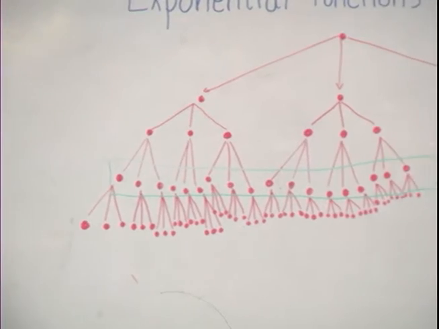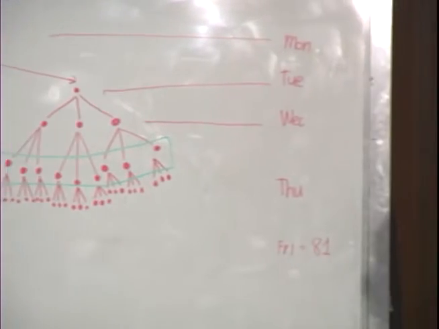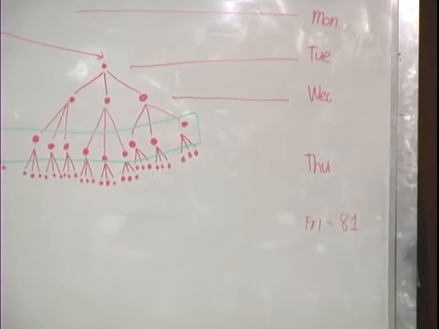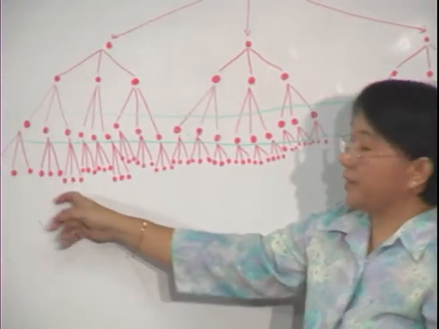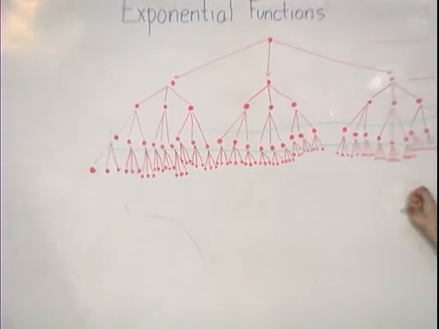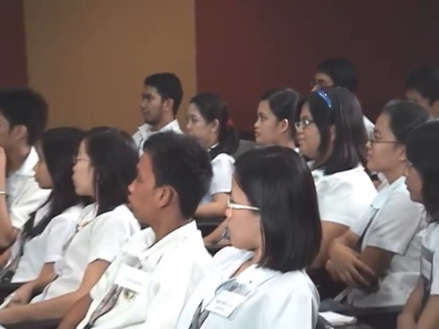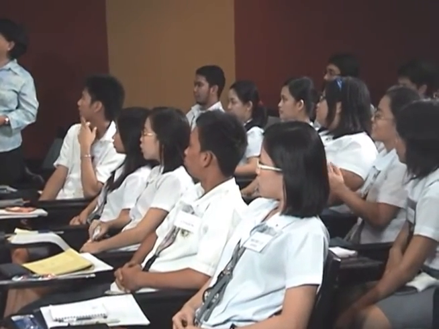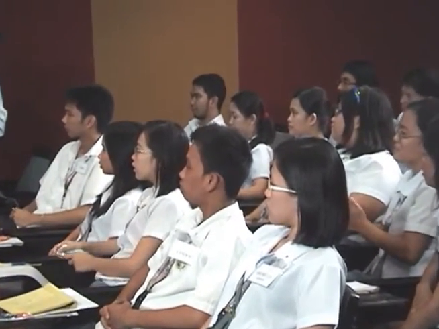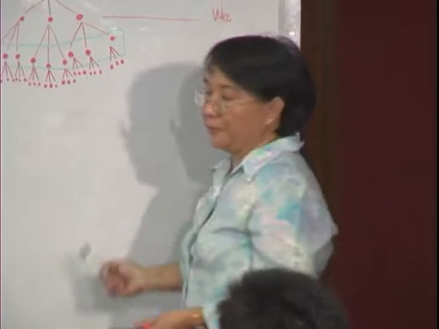Okay, so those are your 27 residents. And finally, on that Friday, you have your 81 residents. Okay, so you consider all of this. Which one do you think is easier to use to solve the problem? The table. Are you sure? How about the tree diagram?